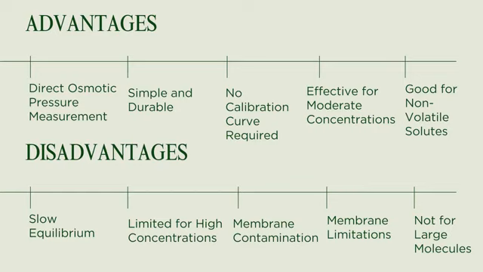Disadvantages: the system may take time to reach osmotic equilibrium, particularly with very low or high concentration solutions. It may not be very accurate for high osmotic pressure solutions, as the osmotic pressure can exceed the capacity of the membrane to measure accurately. The semi-permeable membrane must remain clean and free from blockages. Contamination can significantly affect measurement accuracy. The type of membrane material can limit its applications to certain solvents or solutes, particularly if the solute molecules are too large to pass through the membrane. It is also limited for colloids and large molecules.